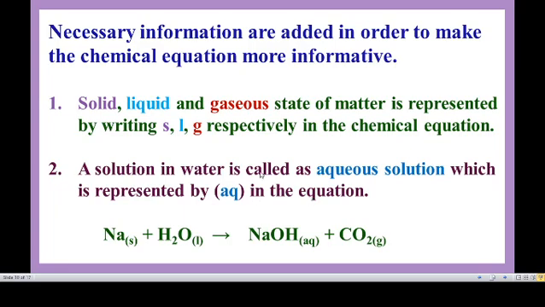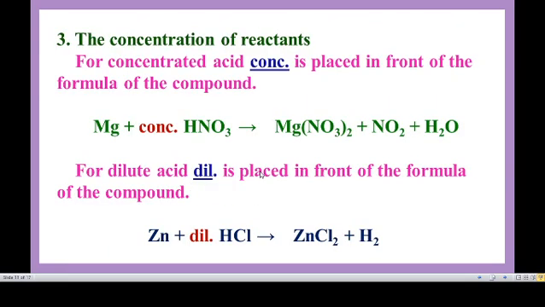Okay, so now we have provided the information. And the concentration of the reactants should be informed. So how can we provide the information? If it is a concentrated acid, we need to add conc. with a dot, all small letters. It should be placed in front of the formula of the compound. Suppose if dilute acid is used, we need to place dil. with a dot, all small letters, in front of the formula of the compound.